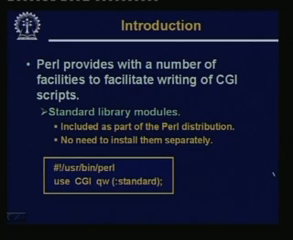Okay. So, as we had said, Perl provides with a number of facilities for writing CGI scripts, and there are a number of standard library modules which are included as part of the Perl distribution. You get it automatically whenever you download and install Perl on your machine.